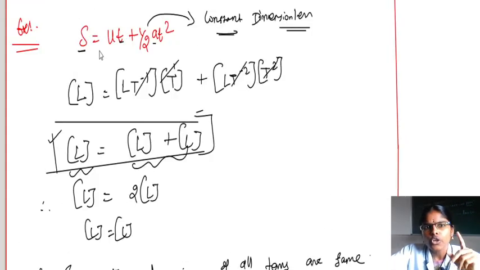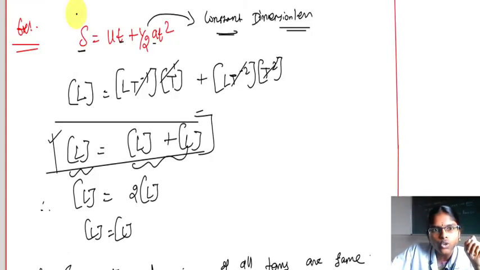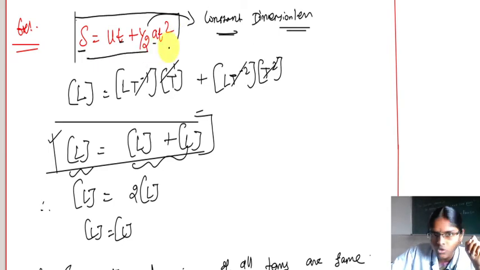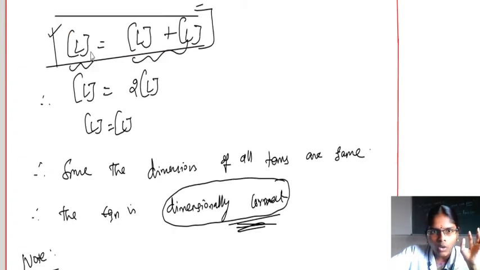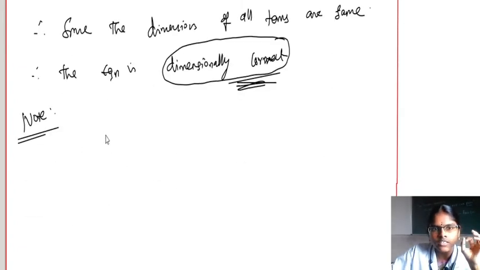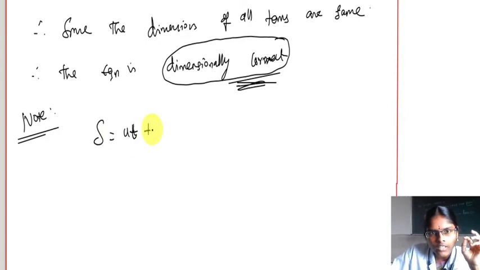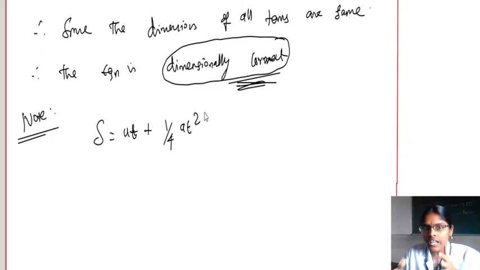Just listen here. You know the equation is S = ut + ½at². Now I check, based on the dimension analysis method, that this equation is correct. Now instead of writing the equation like this, if I write ut + 1/4 at². Instead of writing ½at², I am writing 1/4 at². So I am just deriving the equation newly.